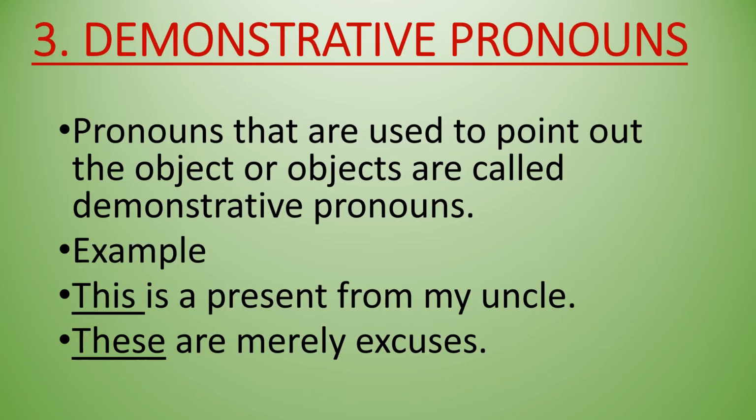Now let's come to our third type, that is demonstrative pronouns. Pronouns that are used to point out the object or objects are called demonstrative pronouns. So demonstrative pronouns are used to point out some objects. Okay, for example, this is a present from my uncle. These are merely excuses. So this and that are the demonstrative pronouns used for singular nouns, and these and those are the demonstrative pronouns used for plural nouns.